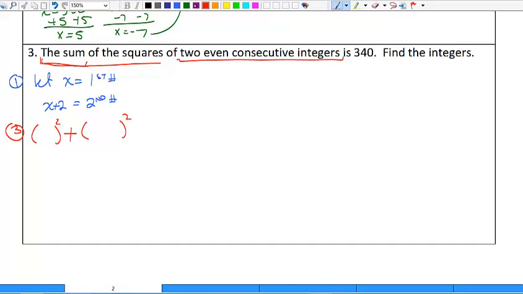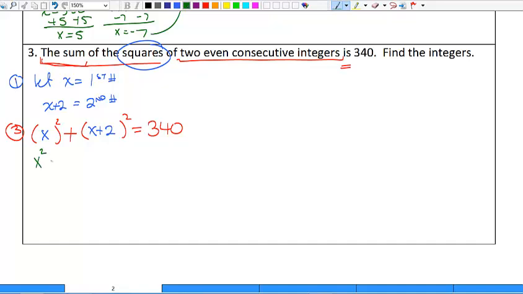So my consecutive even integers were x being squared, because it says I'm going to square them, and x plus 2 being squared, because it says I'm squaring them. So the sum of the squares of two consecutive even integers, which we said were x and x plus 2, is, what does that word is mean? That's equals, and then 340. Find the integers. Okay, so I've now gotten my equation.